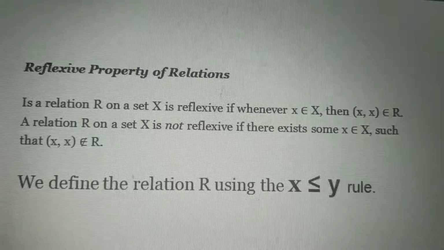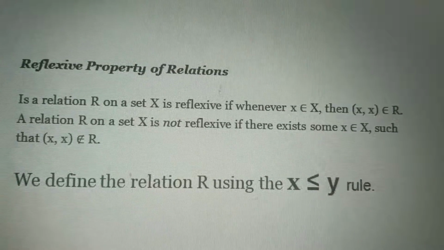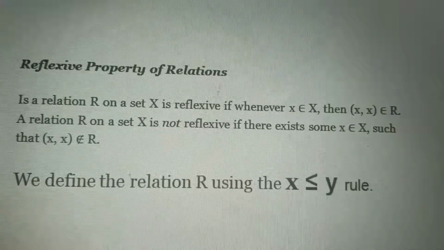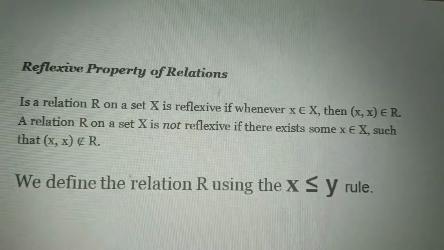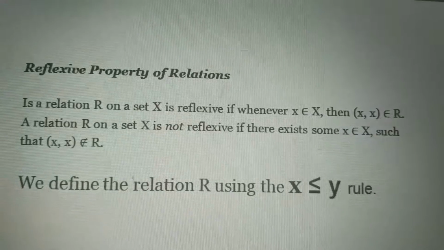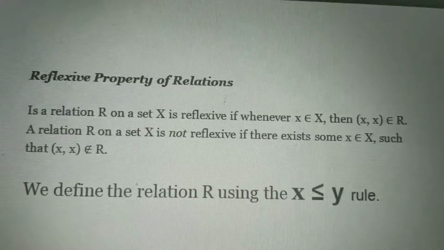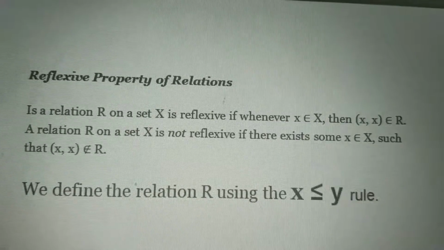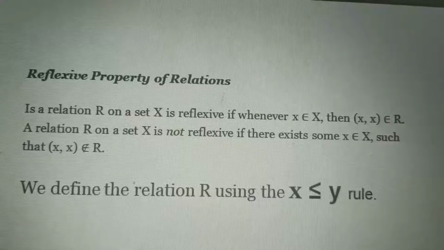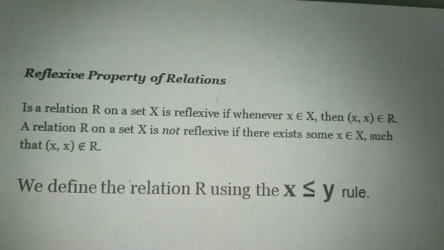A reflexive property of relation: a relation R on a set X is reflexive if whenever x is an element of X, then (x, x) is an element of R. A relation R on a set X is not reflexive if there exists some x that is an element of X such that (x, x) is not an element of R.